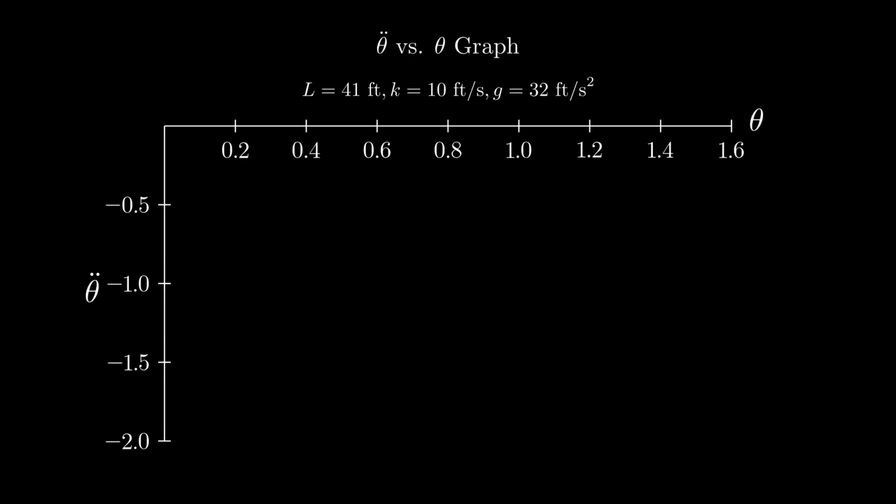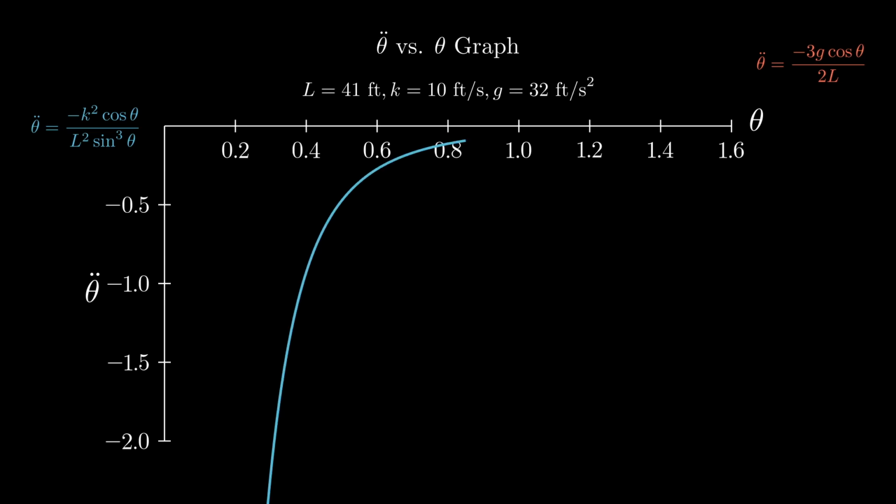Let's plot the second derivative, theta double dot, versus theta for L equals 41 feet, k equals 10 feet per second, and g equals 32 feet per second squared. The blue represents contact with the wall, and the orange represents no contact, or the pendulum model.